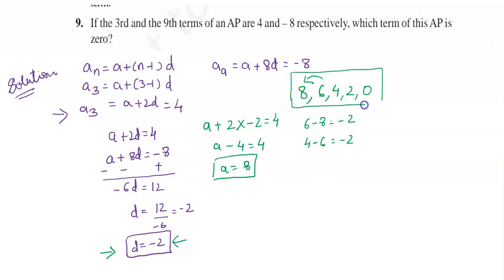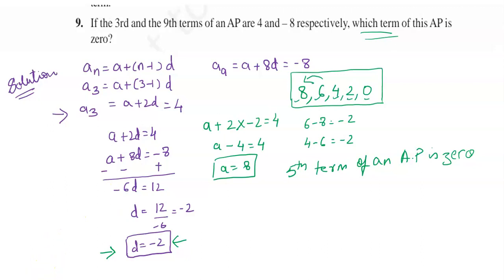Now the question is not saying find the AP, the question is asking which term of the AP. You can clearly see, students, this is the first term, this is the second term, this is the third term, this is the fourth term, so this is the fifth. So the fifth term of the AP is 0. Are you getting it? Very simple. Otherwise you can use the formula also.